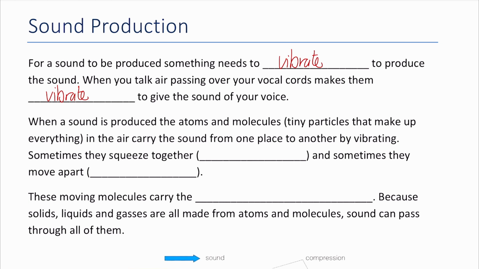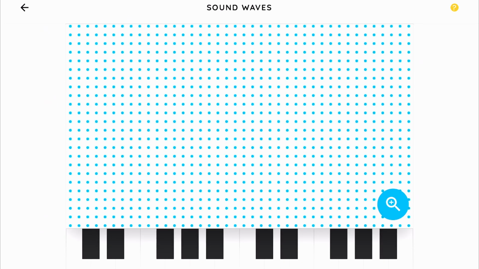So when a sound is produced, the atoms and molecules, the tiny particles that make up everything in the air, carry the sound from one place to another by vibrating. And I'll show you a little animation now of what that looks like. Here we can see a bit of a demonstration of the particles in air vibrating to carry sound.